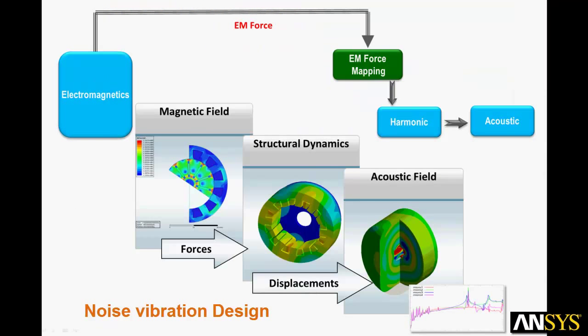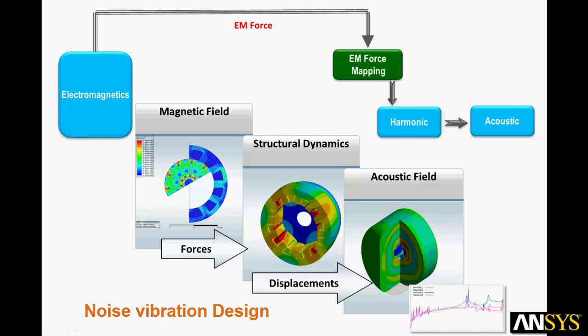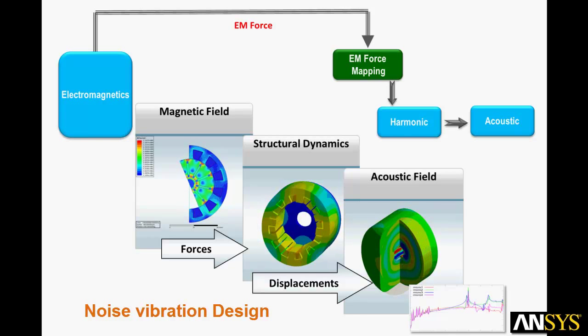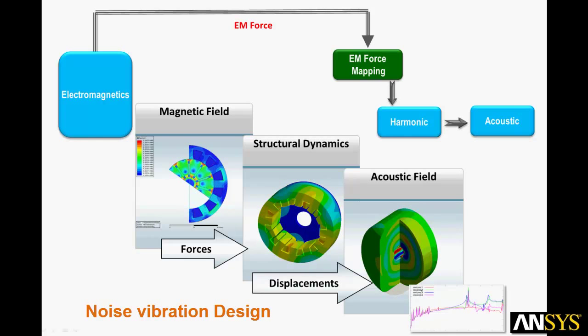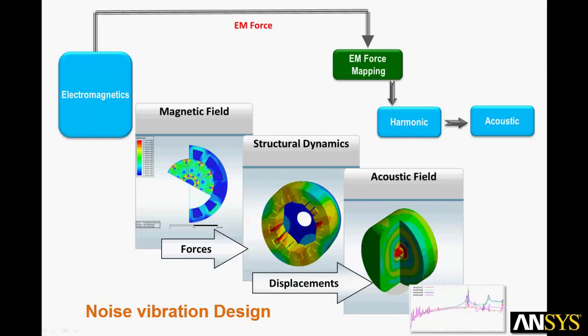For the final analysis, we pass transient electromagnetically induced forces to structural dynamics simulation in Mechanical to compute structural harmonics. Those harmonics change the shape of the stator, which in turn produces an acoustic field as computed by ANSYS Mechanical. As you can see, this approach can be used to predict acoustic noise, and hence enables you to apply strategies to reduce that noise.